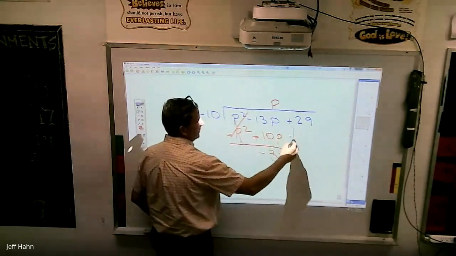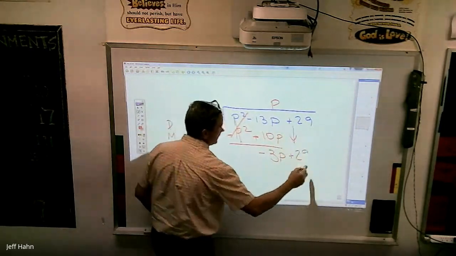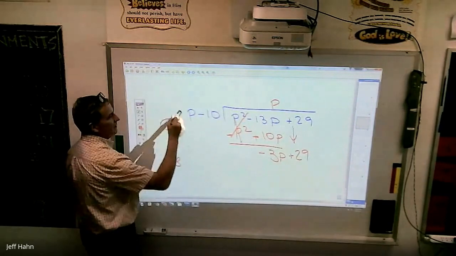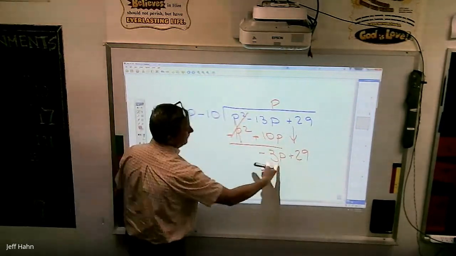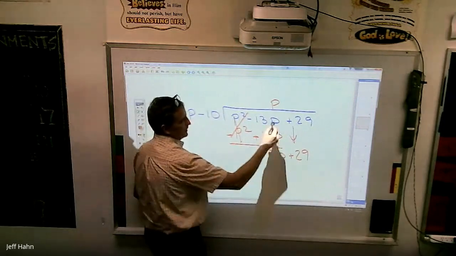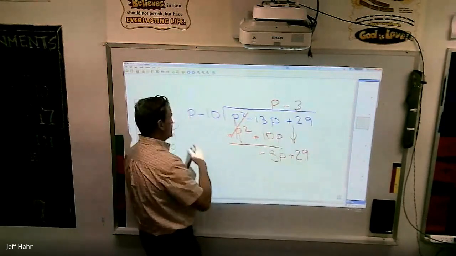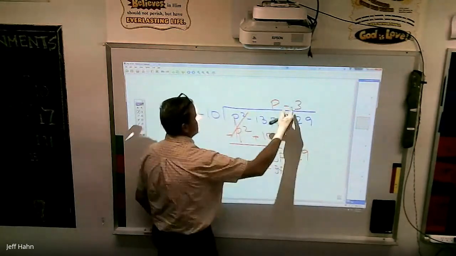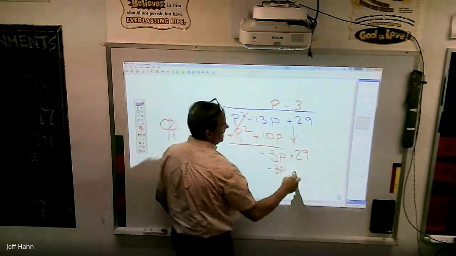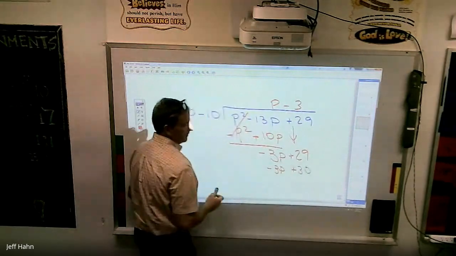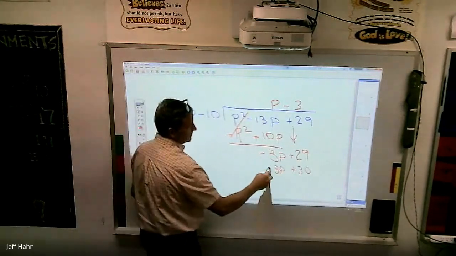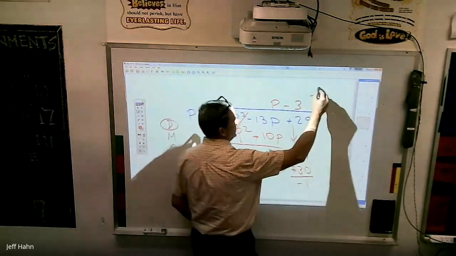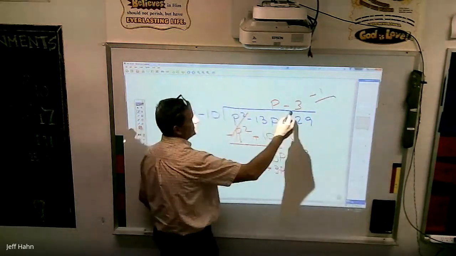And then I bring down. It's normal division all the way around. Then the whole thing starts all over again. I go to the dividing. What times p gives me negative 3p? What am I missing? The negative 3. Then I multiply. Negative 3 times p is negative 3p. Negative 3 times negative 10 is positive 30. Then I subtract. I change their signs. This becomes a negative 1, and that's my remainder, negative 1 over p minus 10.